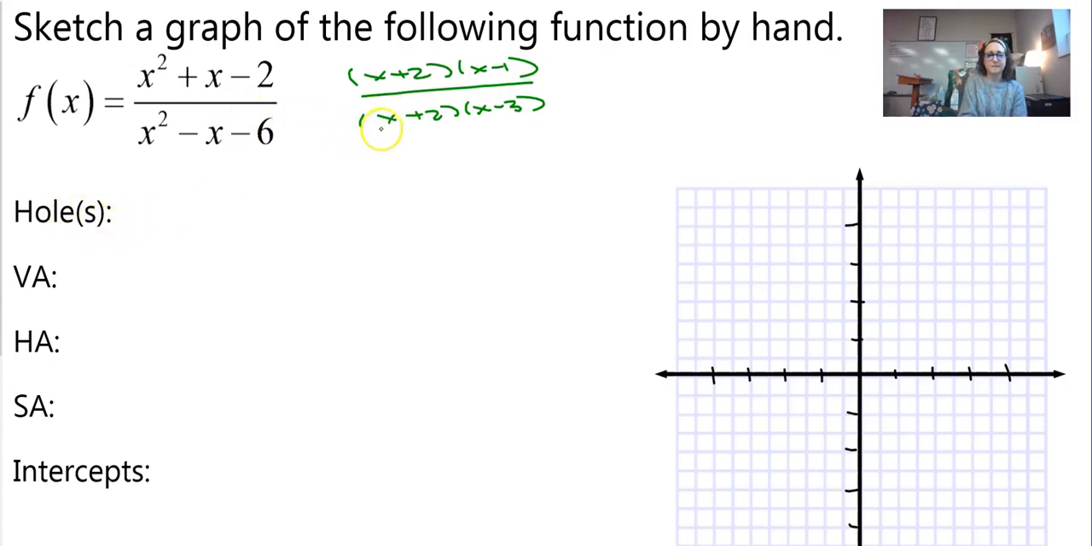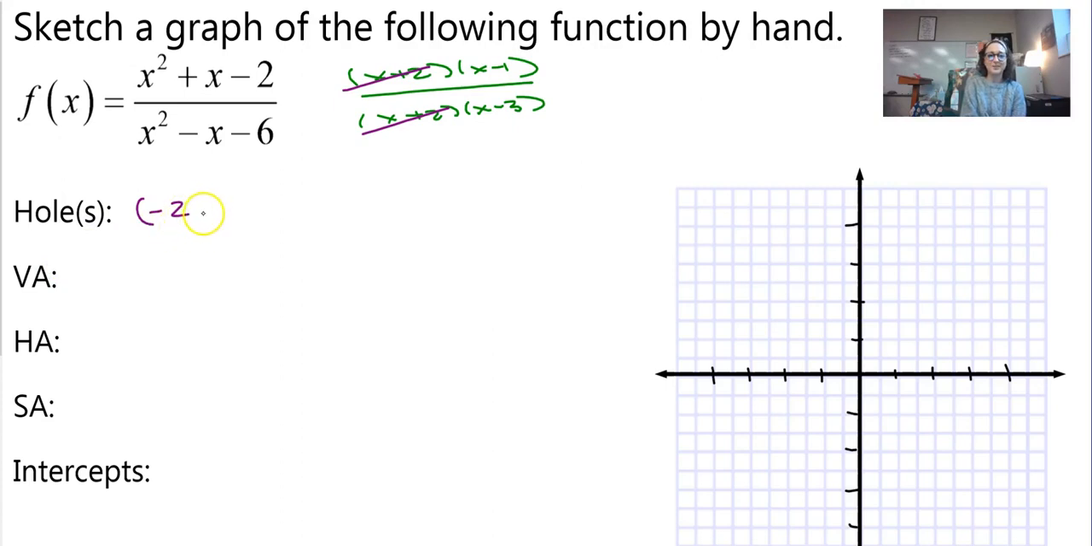So we can cancel out these factors of x plus 2. In other words, I can remove that factor of x plus 2. So that's going to be a removable discontinuity. Well, the x value that I just removed from that factor is what? That's negative 2. Okay, so I'm going to have a, again, removable discontinuity at negative 2, which is a hole.